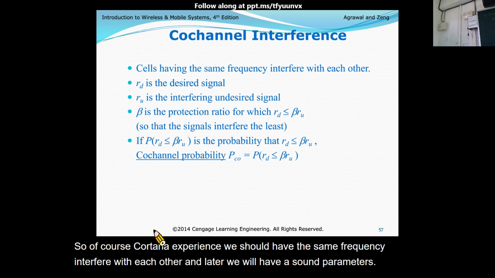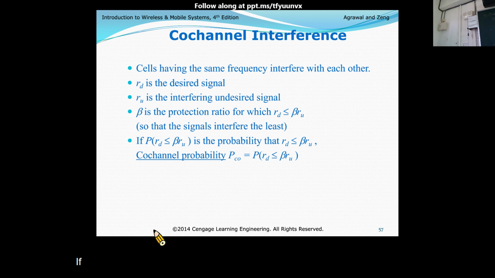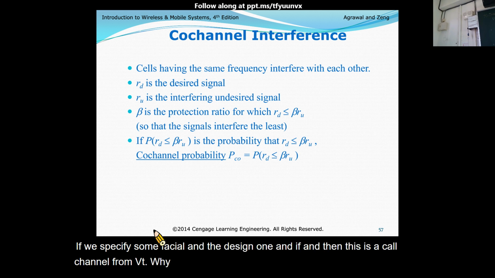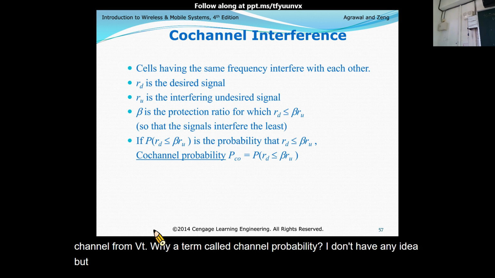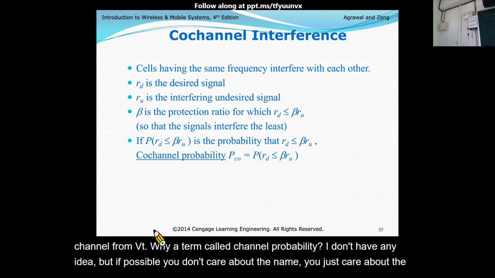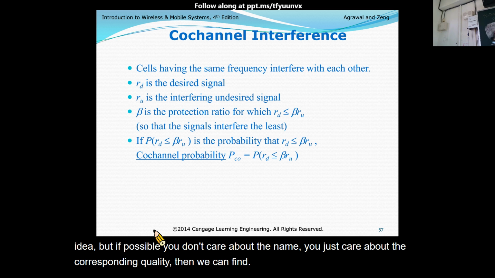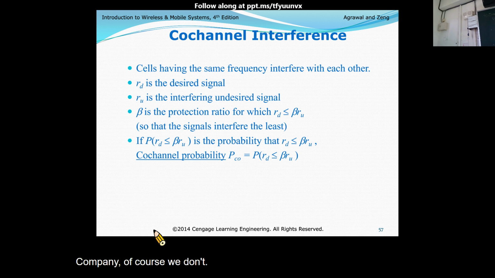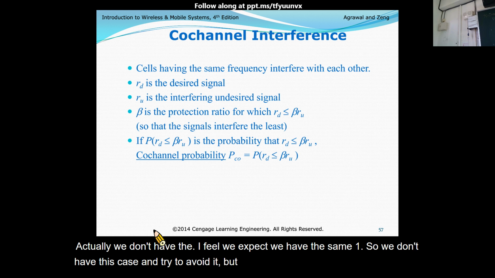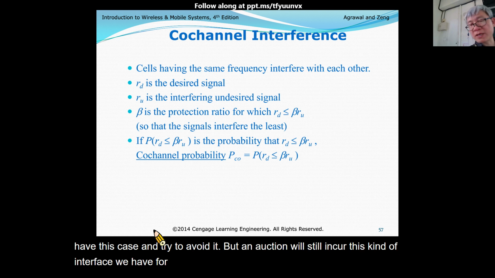And then we can find, for example, for the company, of course, we don't expect to have the same one, so we try to avoid it. But actually, we still incur this kind of interference, so we have the setting. So this is the design one. If the design specifies a threshold that is still lower, then maybe you think this one still has interference or some other things. We can define this, and later we can have the corresponding formula.